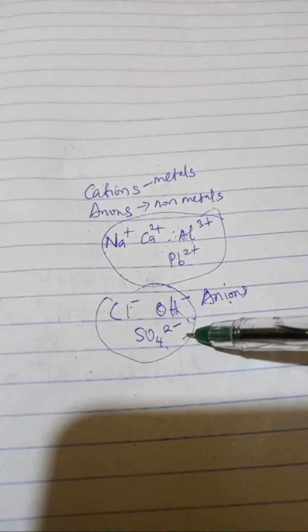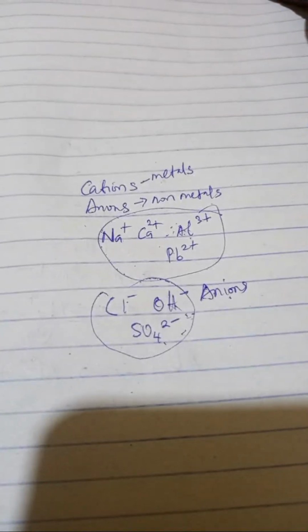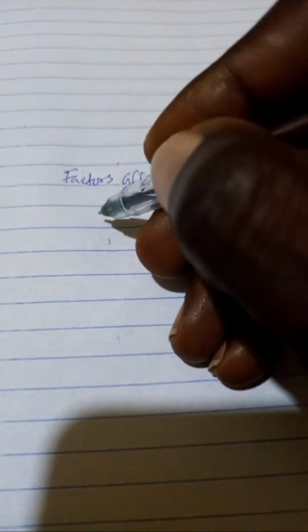Now, factors affecting the discharge of ions. This is very important because JAMB always asks it. If you check your JAMB pack, you always see questions on this. Which ion will be discharged in preference to another ion? If you understand this, no more mistakes. So there are some factors that affect the discharge of ions.